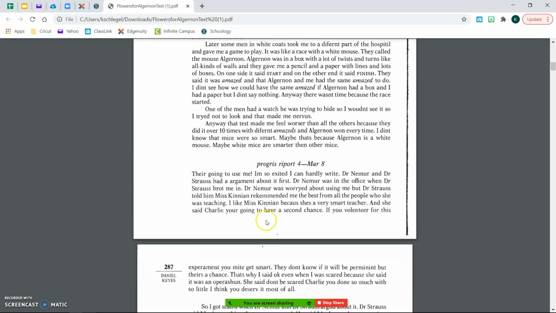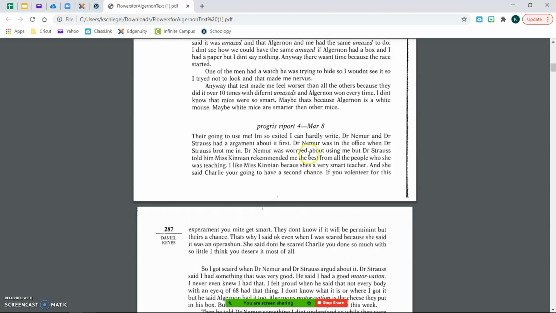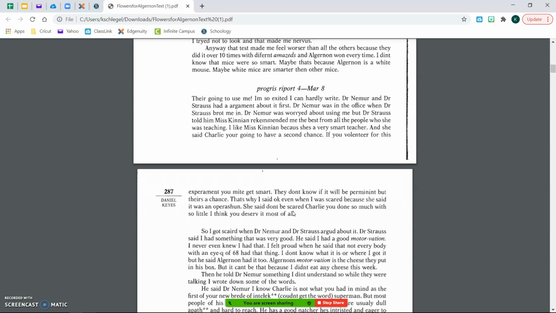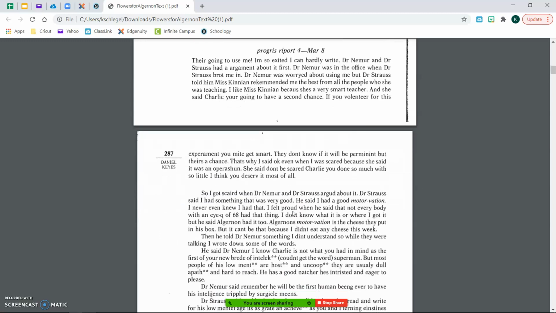Progress Report 4, March 8th. They're going to use me. I'm so excited I can hardly write. Dr. Niemer and Dr. Strauss had an argument about it first. Dr. Niemer was in the office when Dr. Strauss brought me in. Dr. Niemer was worried about using me, but Dr. Strauss told Miss Kinnian, recommended me the best from all the people who she was teaching. I like Miss Kinnian because she is a very smart teacher. And she said, Charlie, you're going to have a second chance. If you volunteer for this experiment, you might get smart. I don't know if it will be permanent, but there's a chance. That's why I said okay, even when I was scared, because she said it was an operation. She said, don't be scared, Charlie. You've done so much with so little. I think you deserve it most of all.